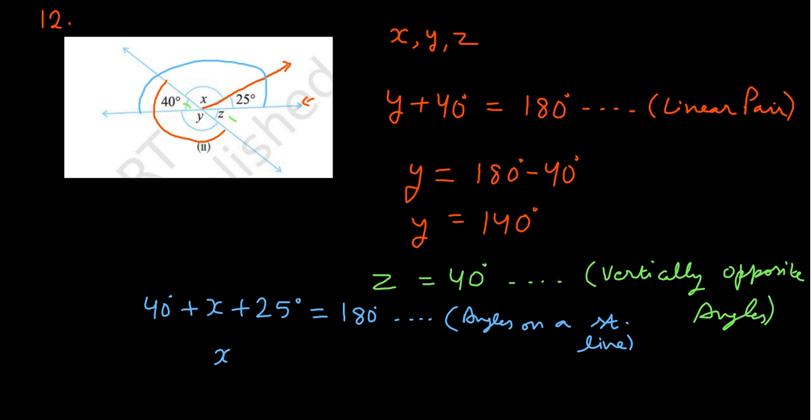We will be solving the value of x here. x plus 65 degree is 180 degree. So 65 degree will go to the other side and will be subtracted from 180 degrees to give you the answer as 115 degrees. This is the answer. So here we have found the values of all the three unknown angles x, y and z.